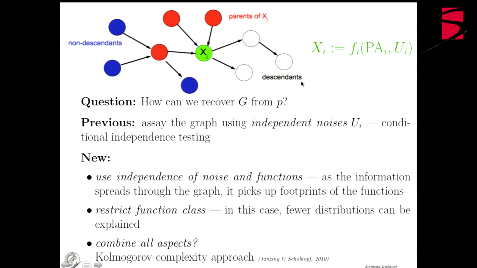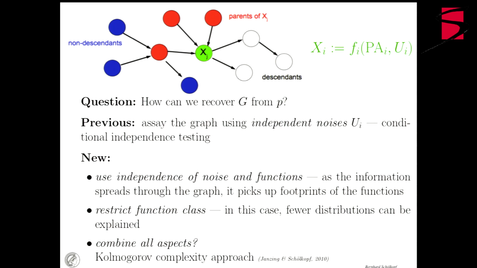And again, if you think of this noise spreading through the graph, you can imagine that if you have non-trivial functions sitting on these nodes, then the noises as they pass through these nodes pick up signatures of these functions. So in principle, there is information that comes from these functions, which is hard to capture in statistics, but the information in some other sense is there, and I hope I convinced you of this. The second case was that we can restrict function classes. We can, for instance, postulate additive noise, in which case the class of distributions that can be explained with such models shrinks, and therefore inference becomes easier.